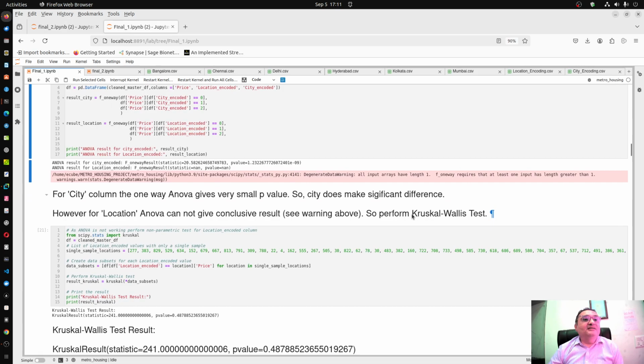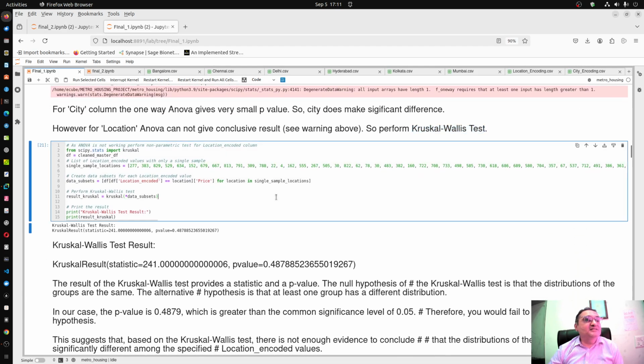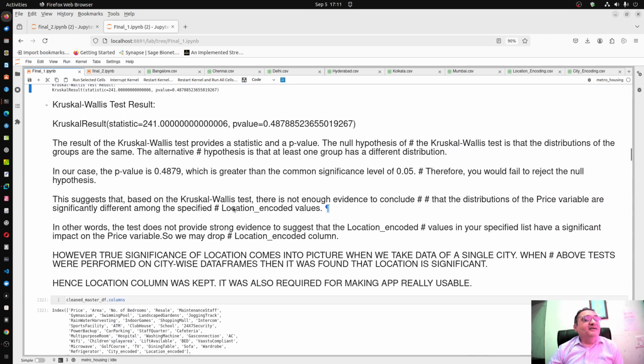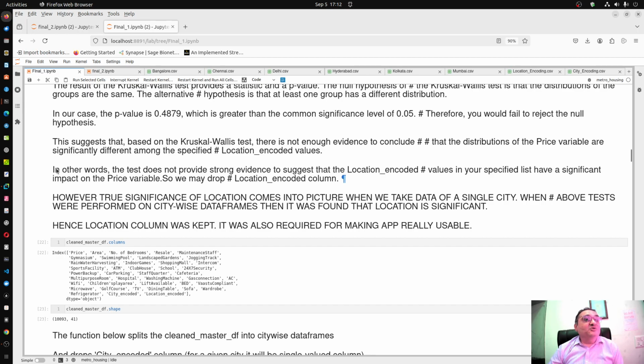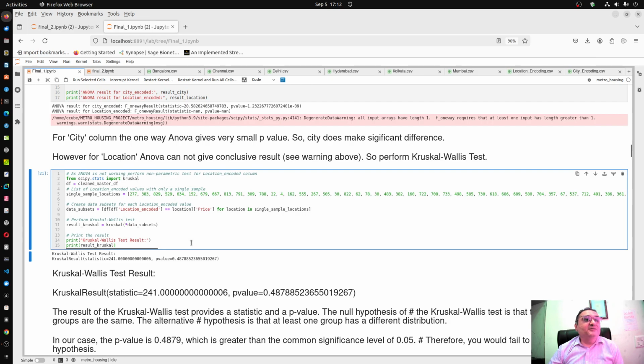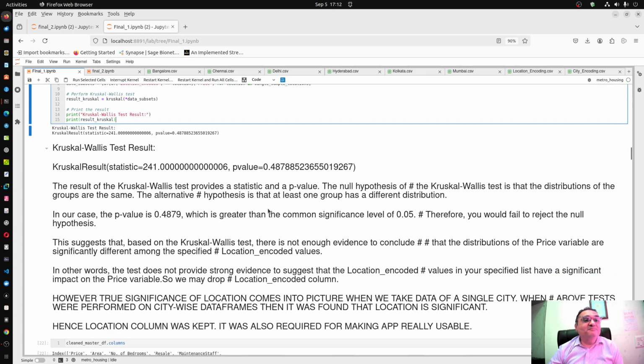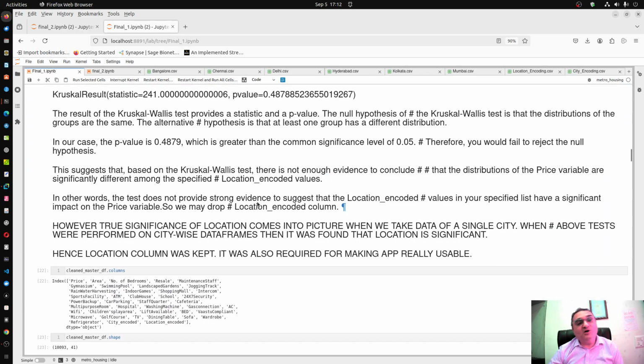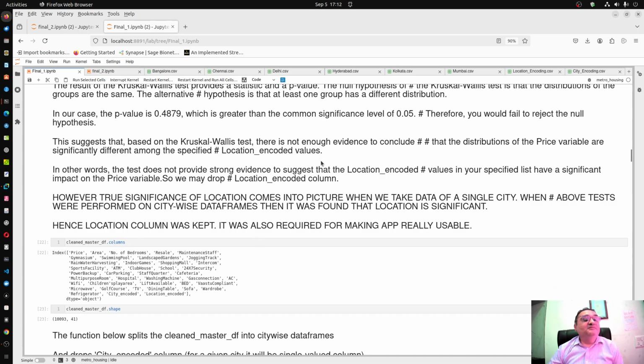Okay, so we performed another test. It is a non-parametric test called the Kruskal-Wallis test, and after that we found that for location, it was not significant, while city was significant. So we were tempted to drop the location column, but remember, this whole analysis is being done for the master data frame, that is the combined data frame for all six cities. Now, we can easily understand the effect of city by again dividing it city-wise, splitting the data set vertically into different cities.